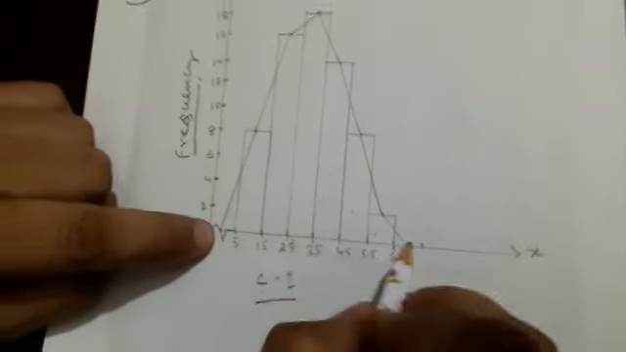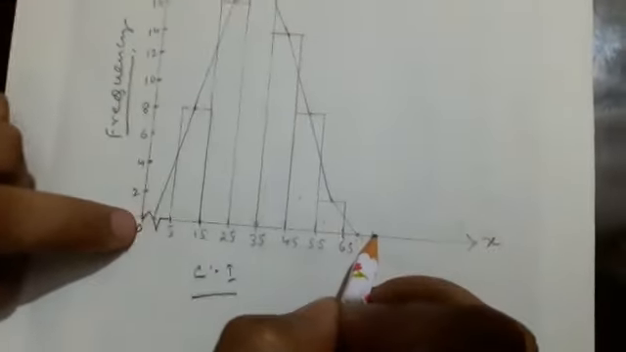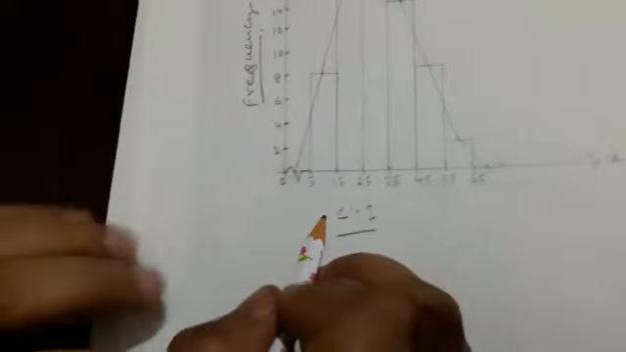Like this first we will make their bars, and then we will mark their midpoints, and then we will join their midpoints. Don't forget to join the end points to the x-axis. Here we have to join the midpoints of the last right side and left side also. In this way, this is called frequency polygon with the use of histogram.